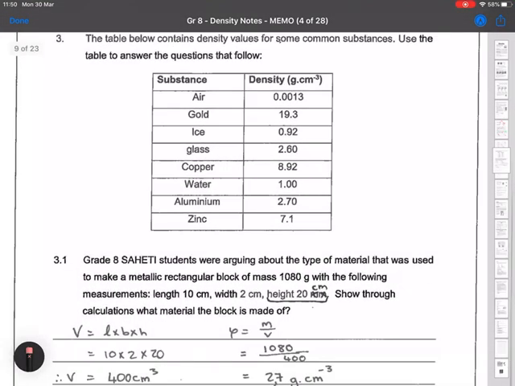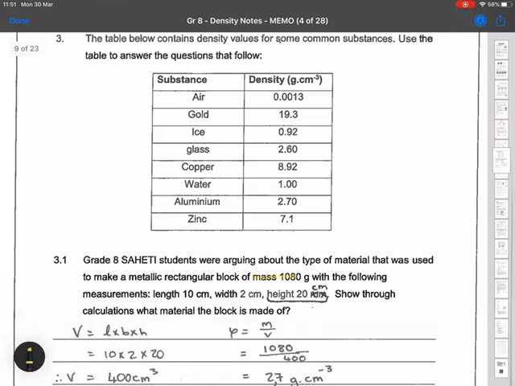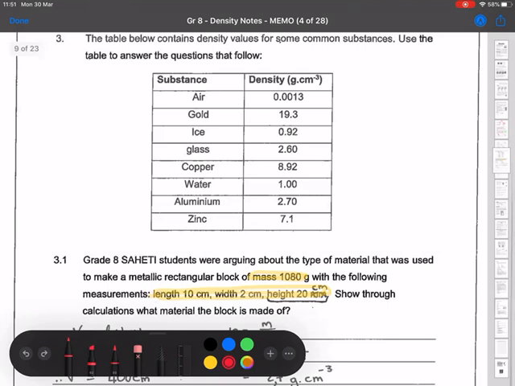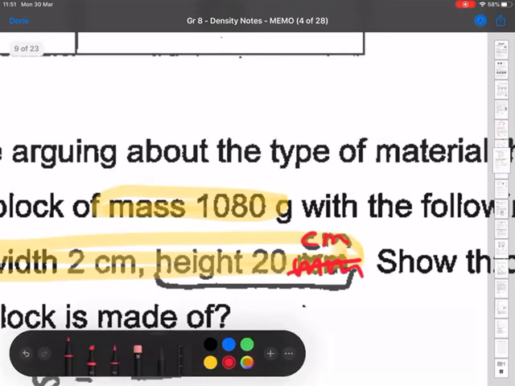Okay, this one I'll go through with you as well. So we've got some students that are arguing about the type of material that's used to make a metallic rectangular block. We've got its mass, 1,080 grams, and there's its measurements. Please make sure that you change your height from 20 millimeters, because originally your book said 20 millimeters. And you need to change that millimeters to centimeters. There was a mistake in your notes. Please change that.